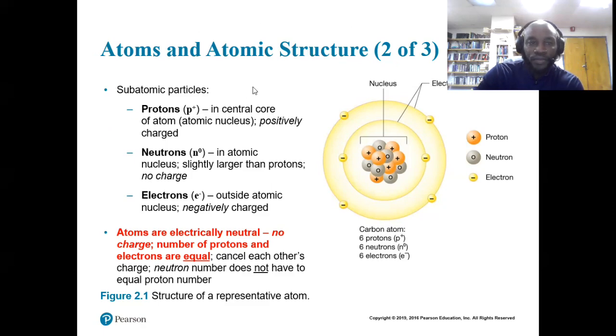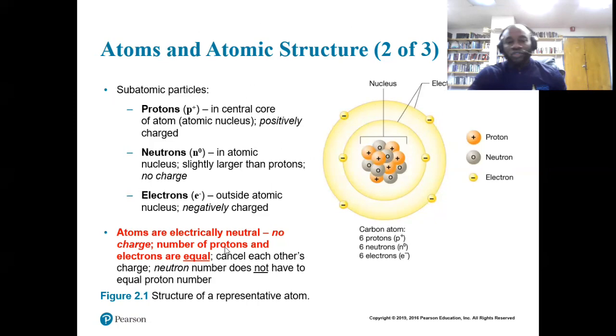So we have the makeup of an atom, the smallest unit of matter. We have protons, which have a positive charge in the central core, the nucleus of the atom. You see here, these positive elements are protons. We have neutrons, which you see with a little zero. That means no charge, and they're slightly larger than protons. We have electrons, which have a negative charge, which float around on the outside, right? So that's what makes up an atom.